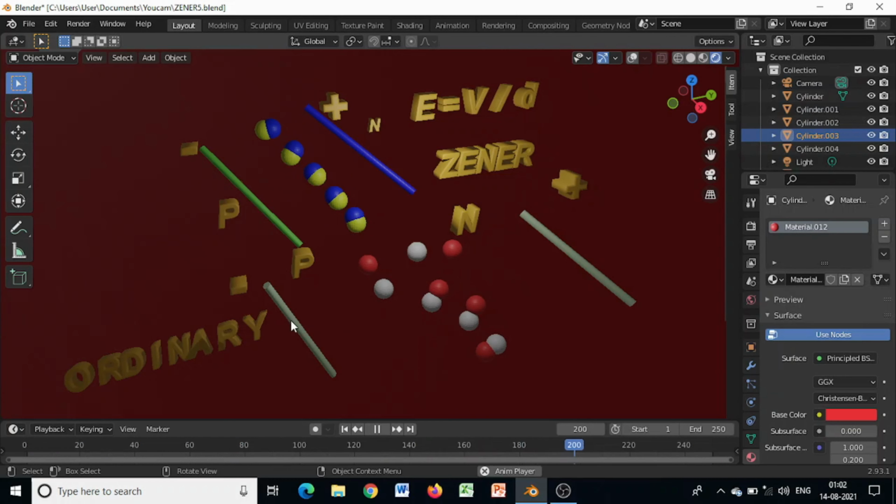Here the glowing object is the Zener diode. Red end is the P side and black end is the N side. The symbol of the Zener diode is this. The red triangle is the P, and this straight line with some chords here and here is the N side. This is the symbol of the Zener diode.